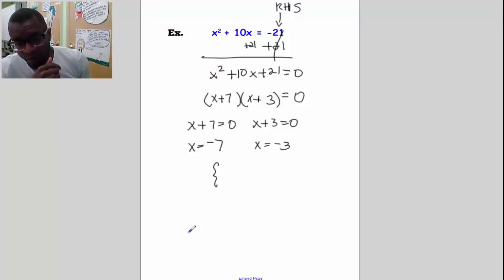So I'm going to use my squiggly brackets. -7 is less than -3. So I'm going to put -7 first, close squiggly brackets, and this is my solution.